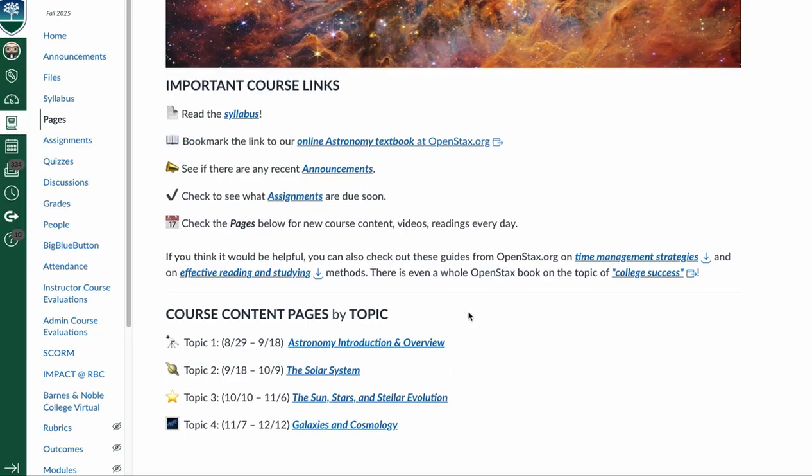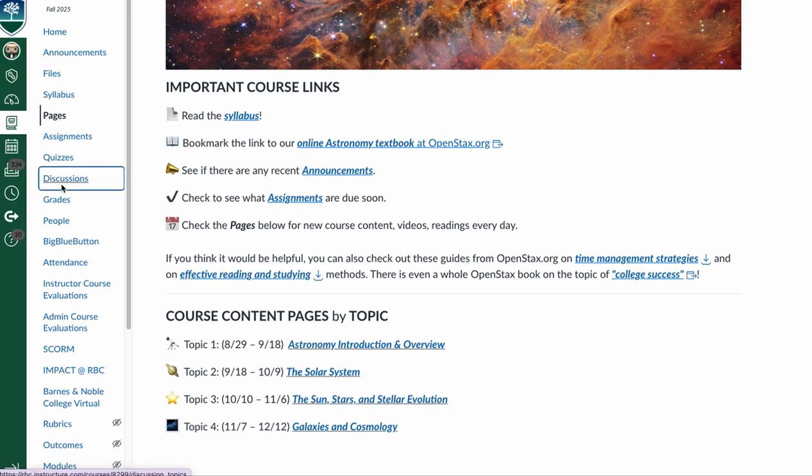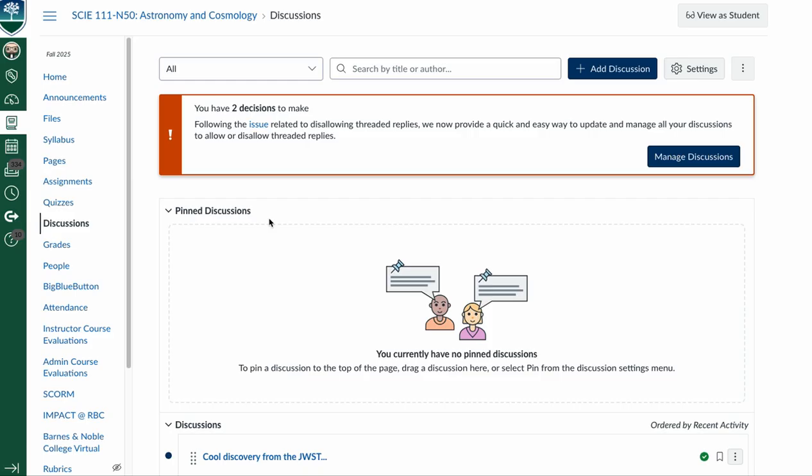So that's Canvas. Everything else, the discussions, there's probably nothing even here yet. The discussions are not going to be required for you to participate in, but I will occasionally put stuff here, like stuff in the news. Like, you might have heard there's some weird comet from outside of the solar system heading towards our solar system that some crazy scientist from Harvard thinks might be an interstellar spacecraft. Well, that's worth talking about in an astronomy class, right? So I might start a discussion board thing about that.